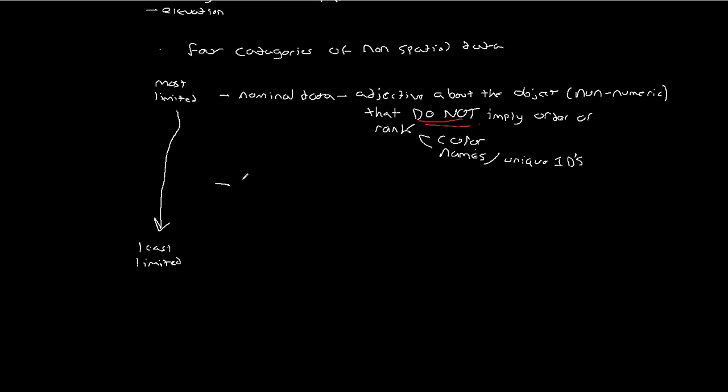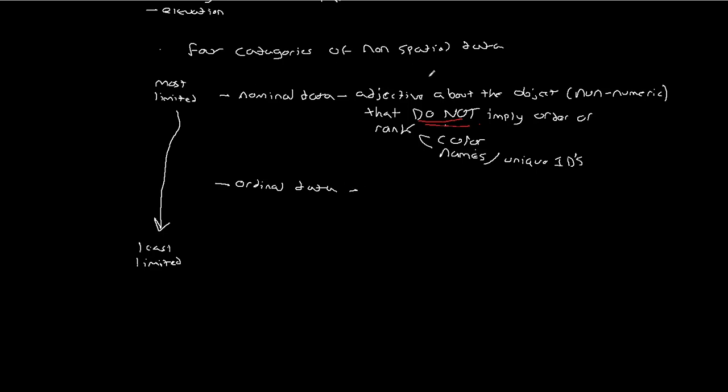Removing some of those limitations, right? Because with nominal data, we can't add or subtract them. They're not numeric. We can't do any sort of ranking because they don't imply a rank. So removing a limitation from nominal data, we get to what's called ordinal data.